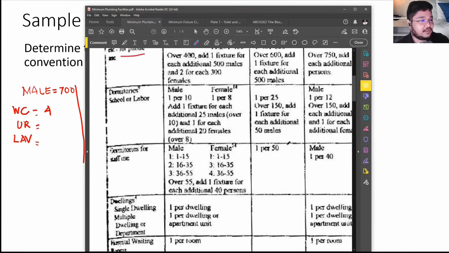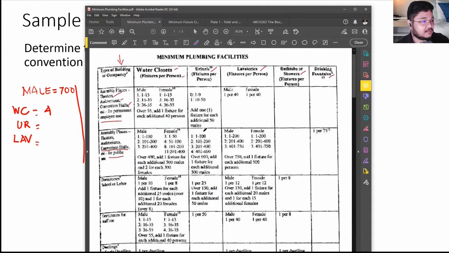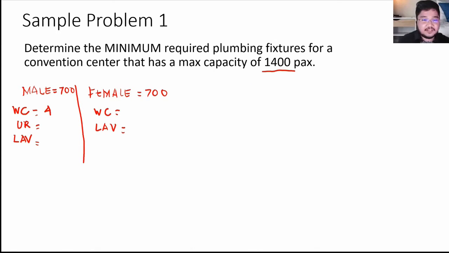And then for the urinals, this one right here says 4. It falls within this range, although 700 is already beyond it. The maximum range here is 600, so there is an excess of 100. So that's 4 plus the additional 1. So the required urinals for the male is 5.